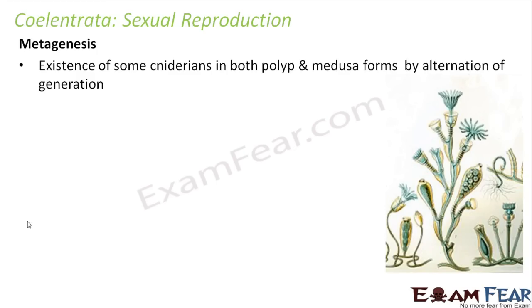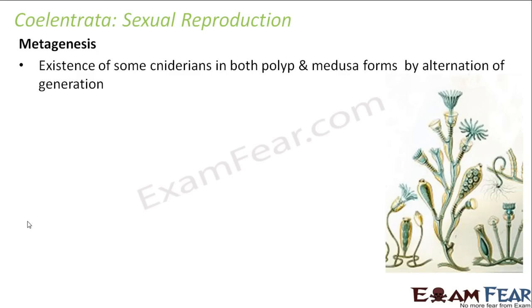Existence of some cnidarians in both polyp and medusa forms by alternation of generation. Just now I talked about the two forms, polyp and medusa. I gave examples also that Hydra exists as a polyp, whereas a jellyfish exists as a medusa. But it was seen that there were some coelentrates which had both the forms.